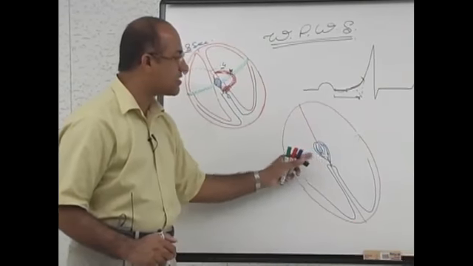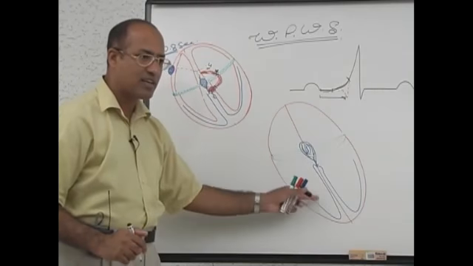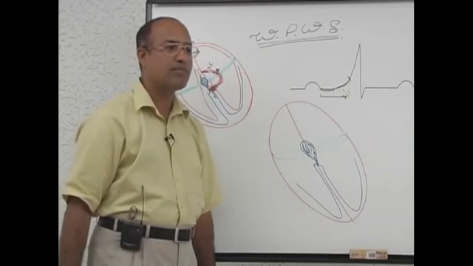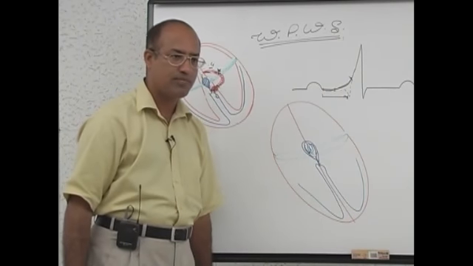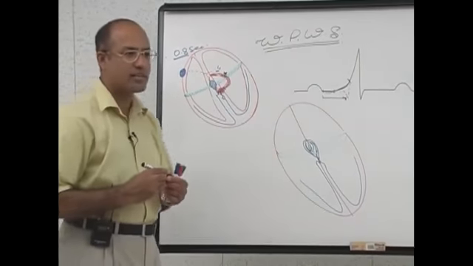And if this is completing the cycle every 0.3 second, it will start shooting down the currents on the ventricles every 0.3 second, and heart rate will go to around 180 or 200. Am I clear? So these were examples of junctional tachycardia.